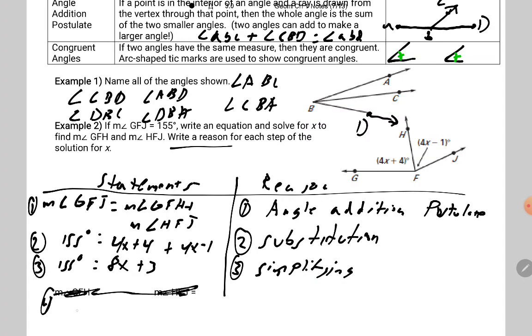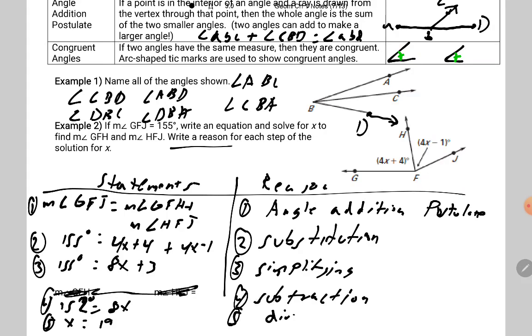4. I'm going to subtract 3 from both sides, so I'll get 152 degrees equals 8x. So that was through subtraction. And then we'll get, finally, x equals 19 because I divided both sides by 8. So division.